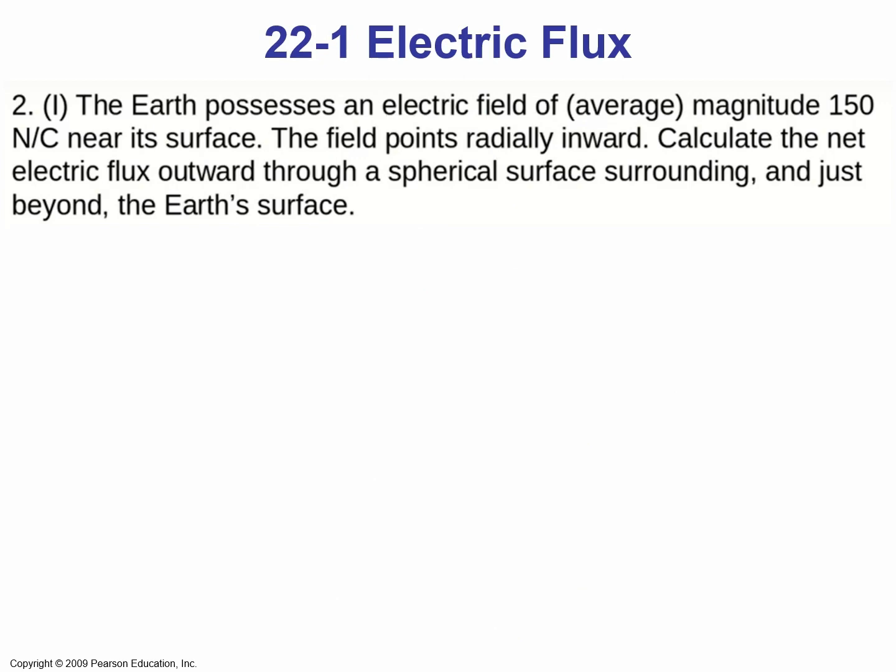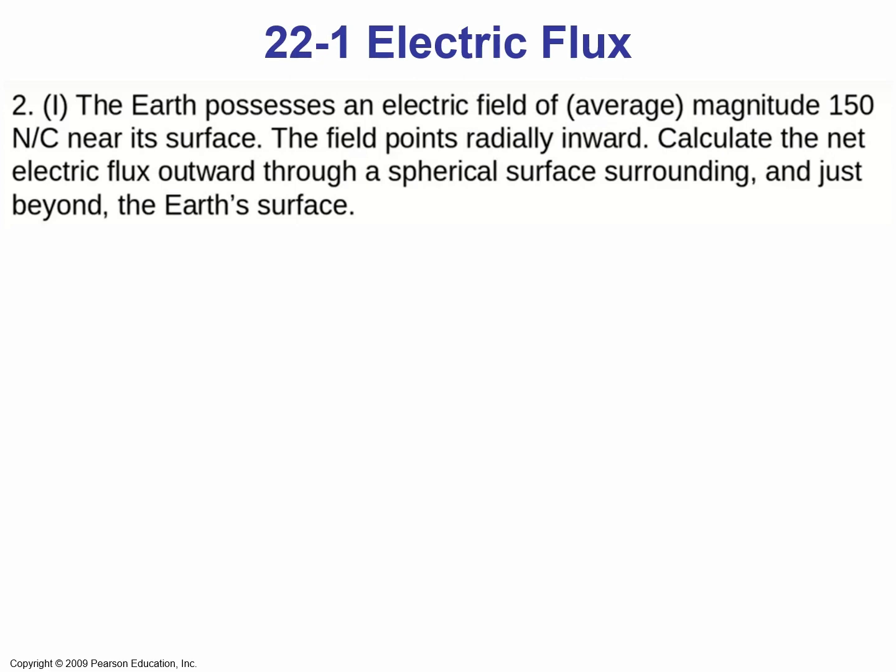Okay, now let's take a look at problem number 2 from the book as an example. The Earth possesses an electric field of average magnitude 150 Newton per Coulomb near its surface. The field points radially inward. Calculate the net electric flux outward through the spherical surface surrounding and just beyond the Earth's surface.